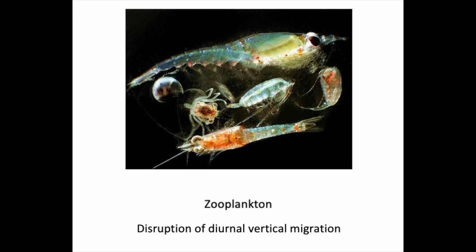A study looked at one species of zooplankton and found that the amplitude and magnitude of migration was actually reduced. This may encourage the zooplankton to confine themselves to colder waters, which could decline their growth and reproduction.